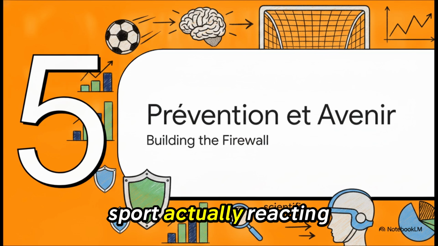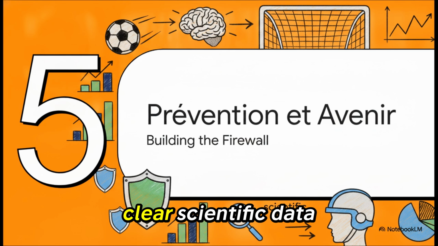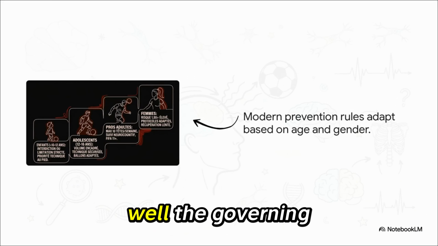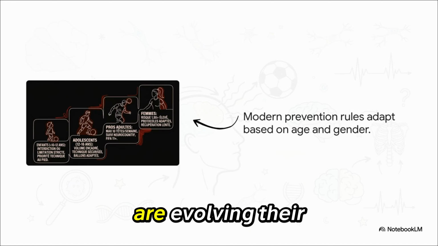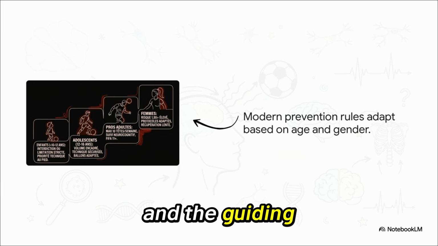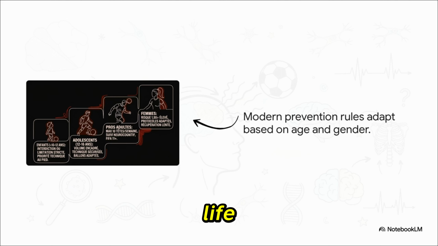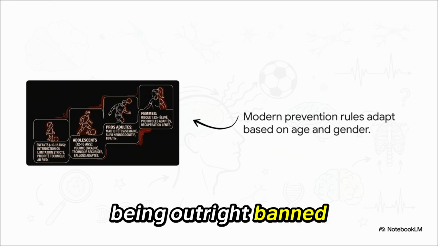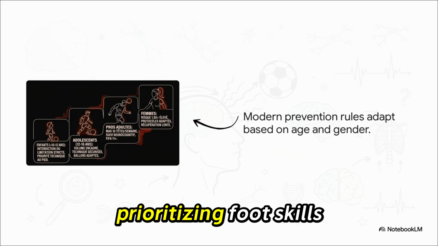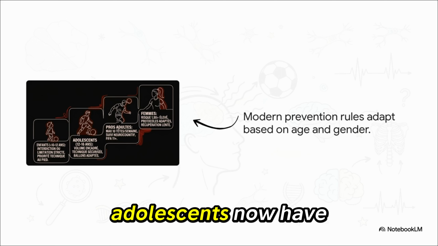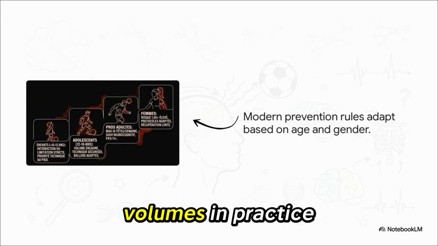How is the sport actually reacting to all this clear scientific data? Well, the governing bodies of soccer are evolving their rules, and the guiding principle is pretty straightforward. Fewer headers, less forceful headers, and introducing them much later in life. For kids under 10 to 12, heading is increasingly being outright banned or strictly limited, prioritizing foot skills instead. Adolescents now have capped weekly heading volumes in practice.